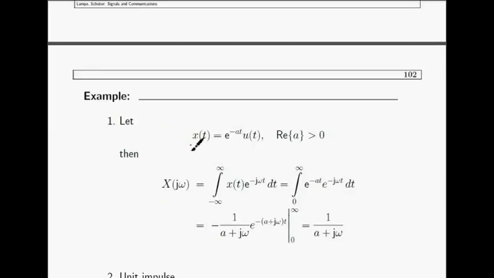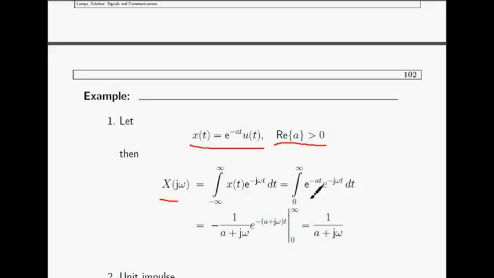We are given a signal x of t equals e to the power minus a t u of t, where u of t is the unit step function for continuous time, and the real part of a is greater than 0. If I am trying to find X of j omega, the Fourier transform, it will be the integration from minus infinity to infinity of x of t e to the power minus j omega t dt. Since we are using u of t, it will be integrated only from 0 to infinity.